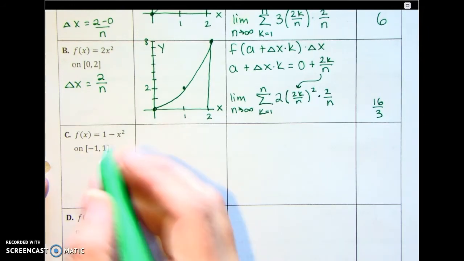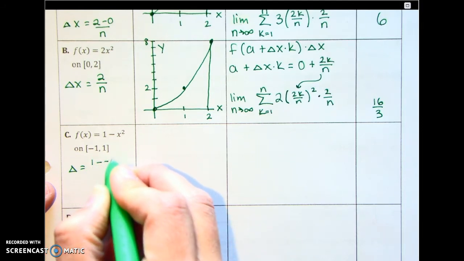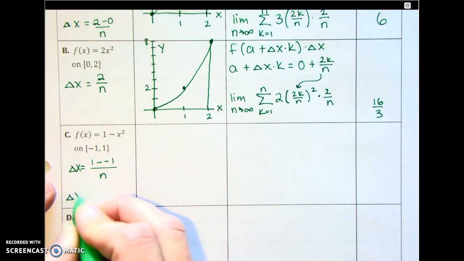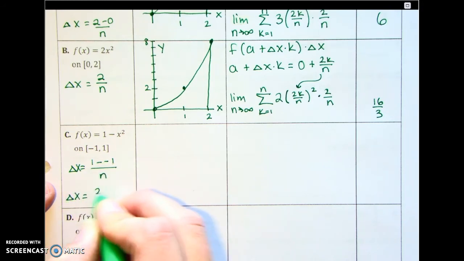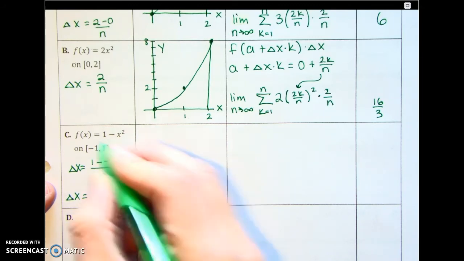All right, let's do this one. Our change of x now, we're going to do 1 minus negative 1 over n. Oops. Delta x. 1 plus 1 is 2, so we still have 2 over n. And what does this look like?